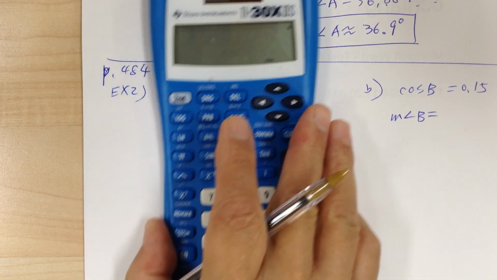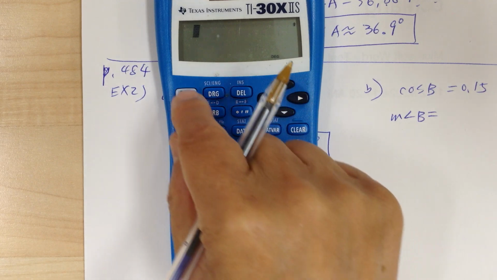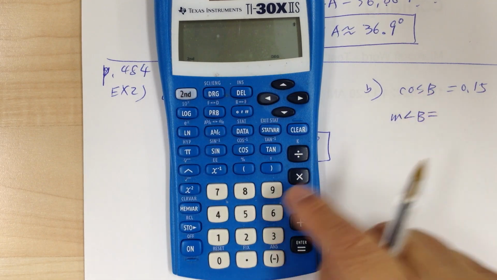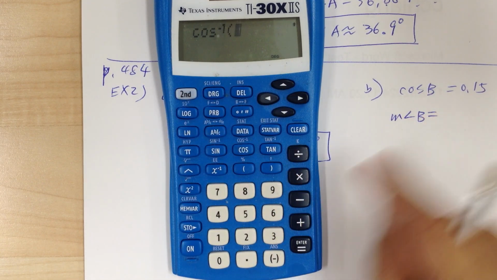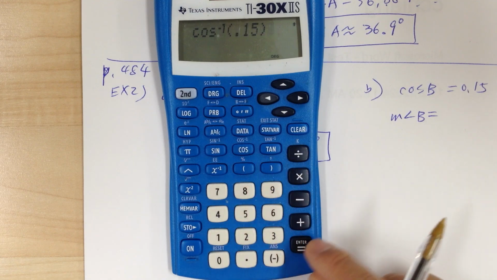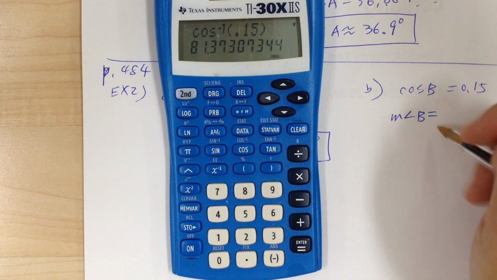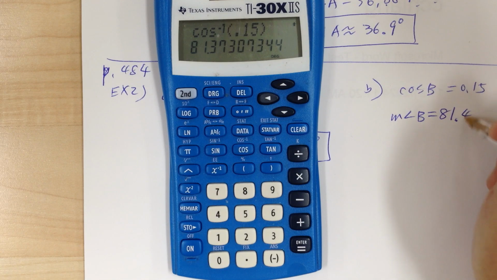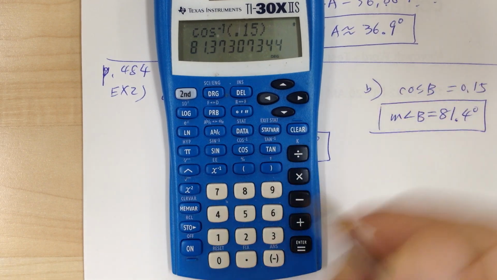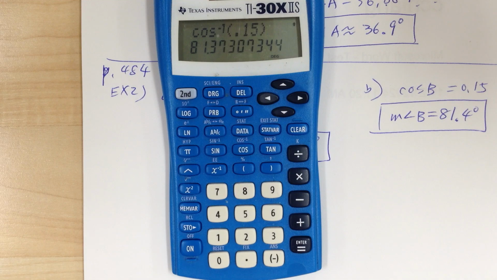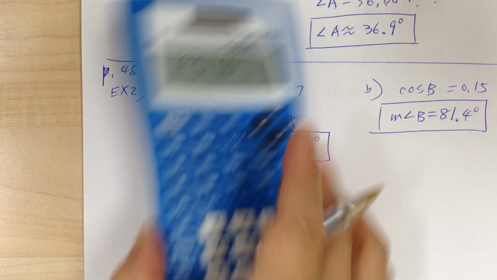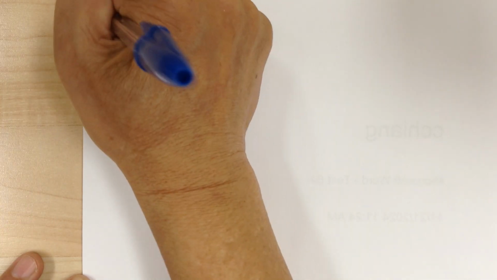Anyway, so you're going to go second cosine of 0.15, closing parentheses, equal. So this would be 81.4 degrees. Okay, and that's it. Now let's go to example 3 to solve a right triangle.